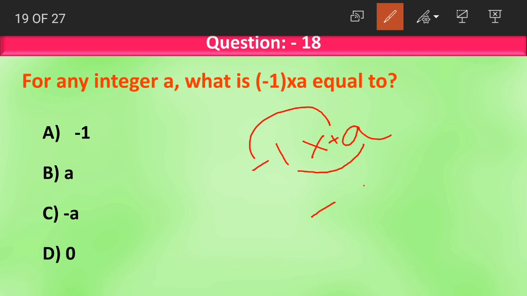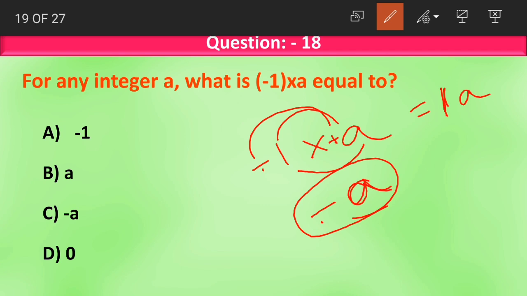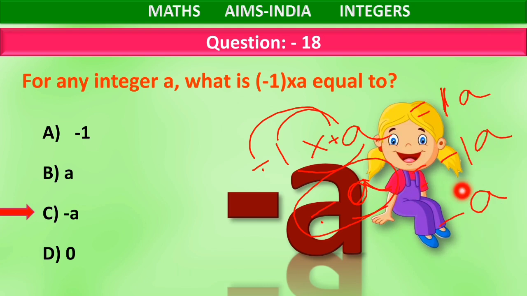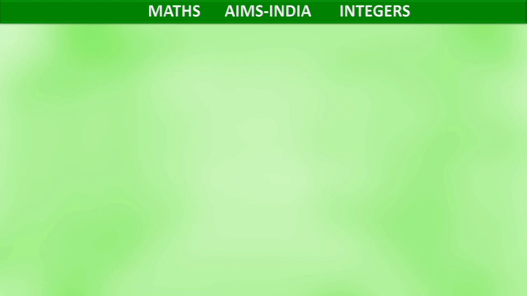Again, 1 into a is equal to what? When we have 1a, we can write it as a, right? 1 into a is equal to 1a, or nothing but a. Understood? Minus into plus becomes minus. 1 into a becomes a or 1a. So our answer will be minus 1a or minus a. Which is that option? That is option C, minus a. For any integer a, minus 1 into a is equal to minus a.